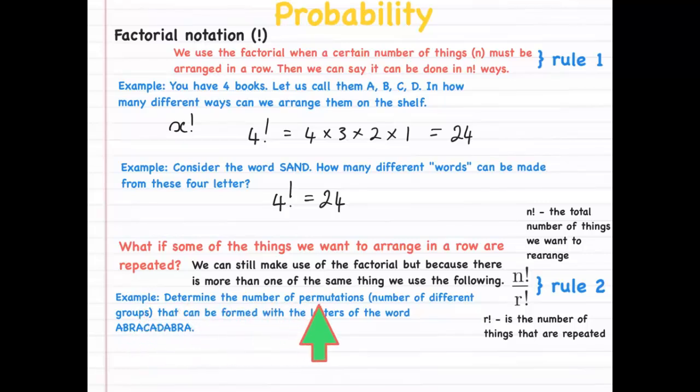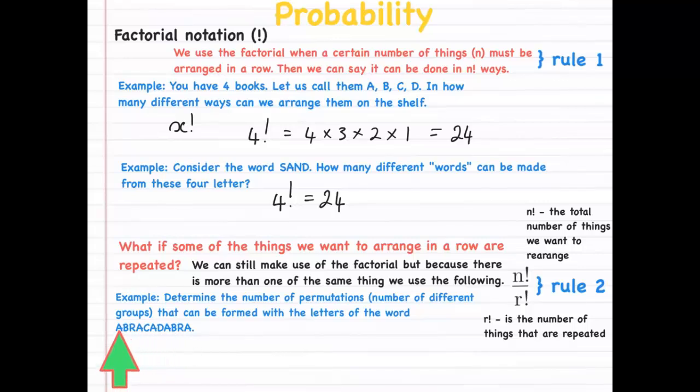Determine the number of permutations. Permutations, in English, means the number of different groups that can be formed with the letters of the word abracadabra. So how many different groups or different words can be made with all these letters?